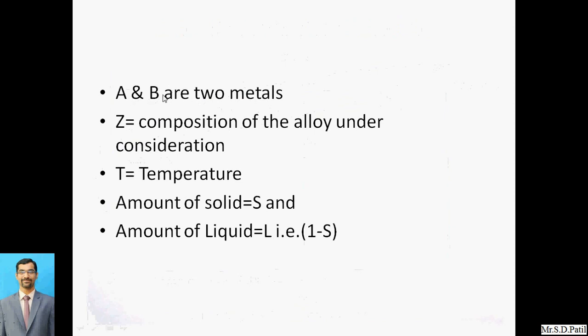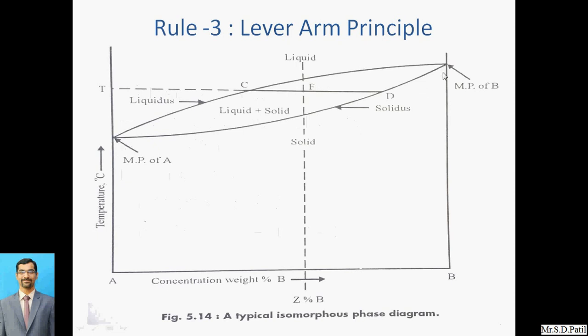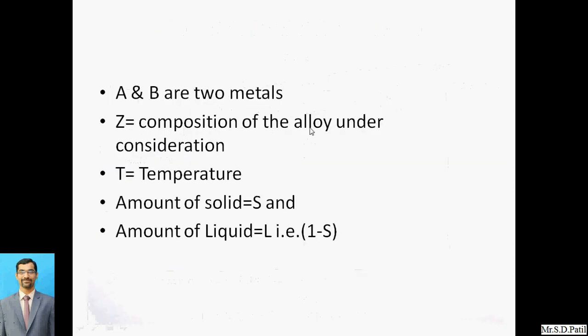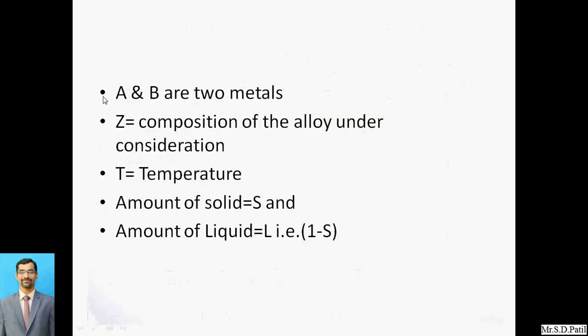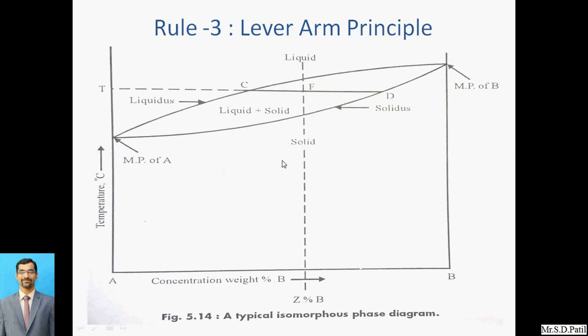Here we are just explaining again. A and B are the two metals, which are shown here. Z is the composition of the alloy under consideration, so this will be the Z percentage, that is the alloy composition percentage. Then T is the temperature, which is indicated here by the notation T. Then the amount of solid is S and the amount of liquid is L. Whatever the amount of solid is, it is indicated with S, the amount of liquid is indicated with L, and L is nothing but 1 minus S.